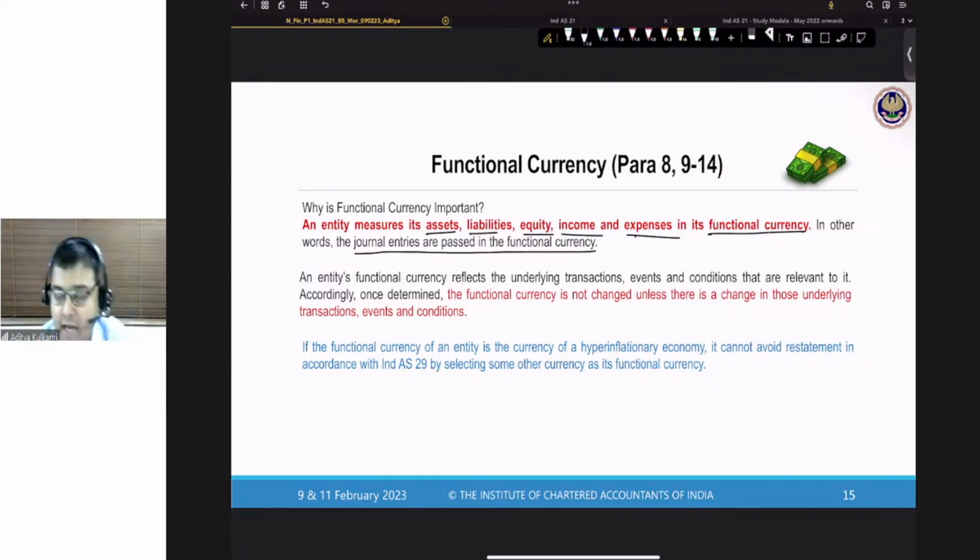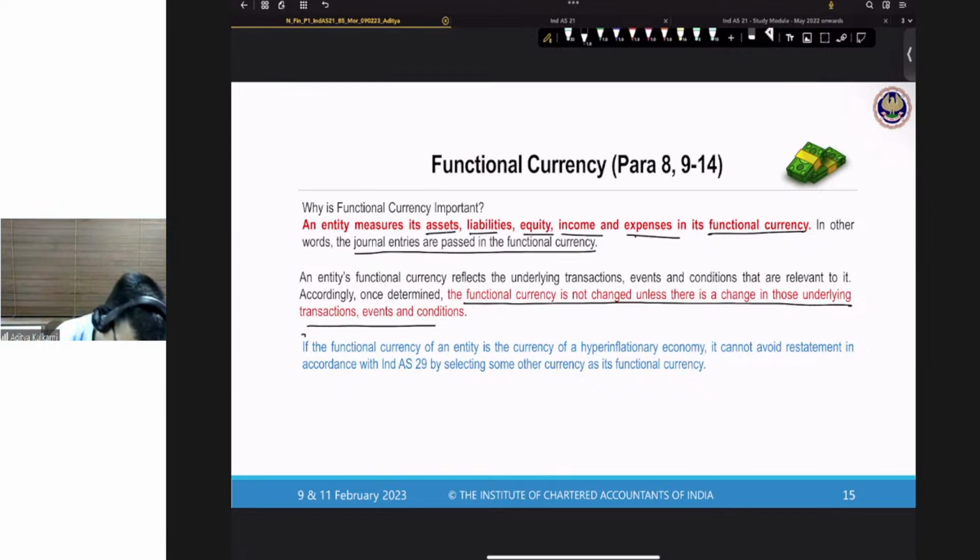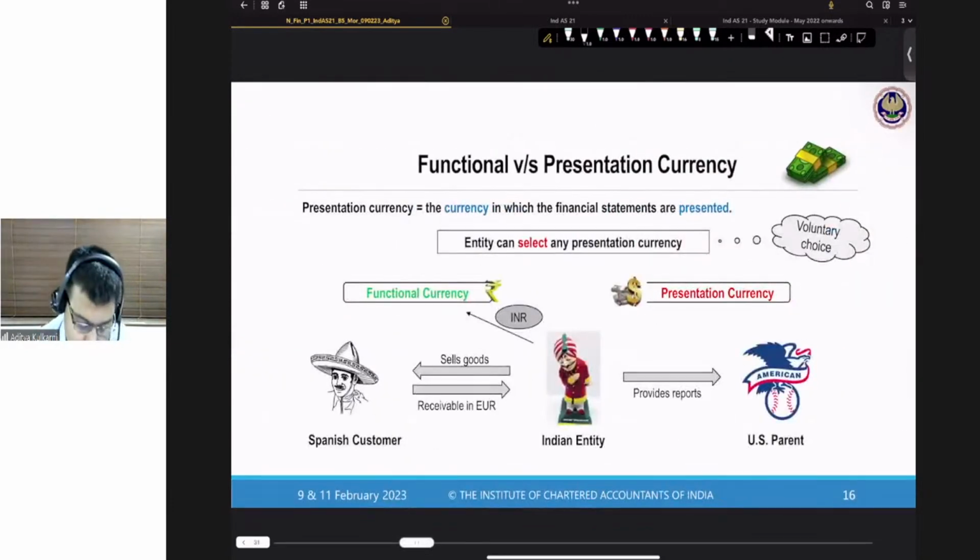So typically, एक बार मैंने functional currency determine किया है, thereafter I will not change. Functional currency is not changed unless there is a change in the underlying transactions, events, and conditions. So you don't have a hyperinflationary economy. Okay, so is this okay? Yes, everything about functional currency, is it clear?